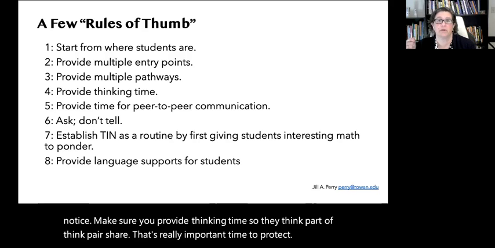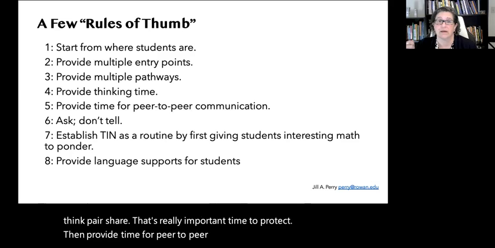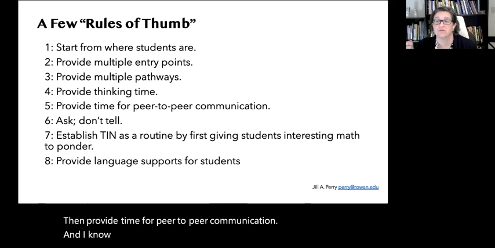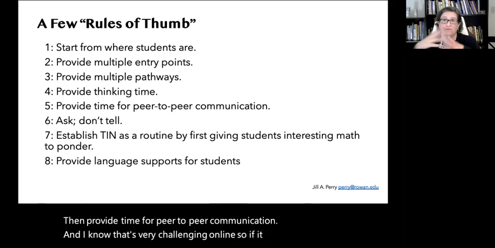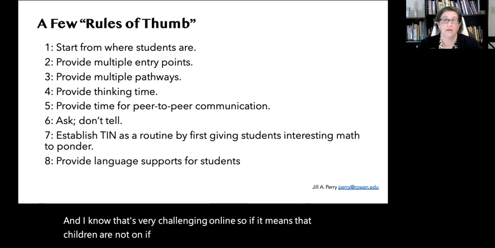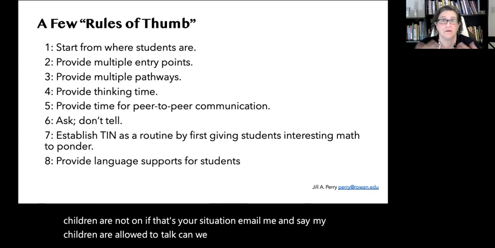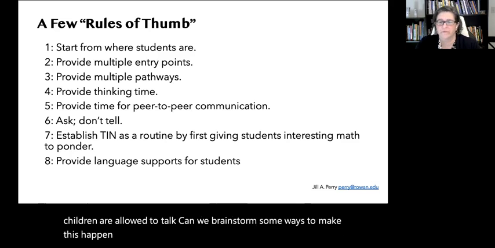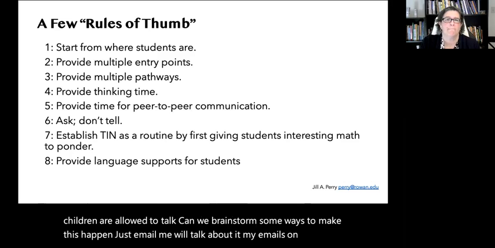Then provide time for peer-to-peer communication. And I know that's very challenging online. So if it means that children are not on it, if that's your situation, email me and say, my children are allowed to talk. Can we brainstorm some ways to make this happen? Just email me. We'll talk about it. My email's on this slide, in fact.